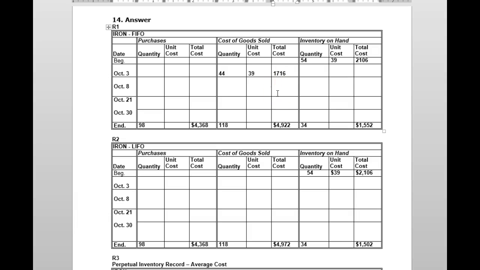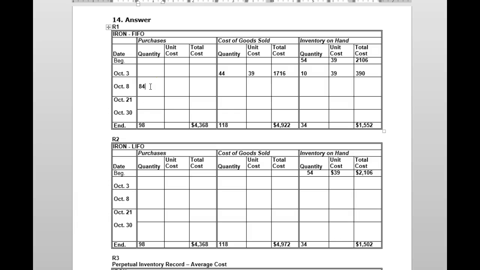Now what do you do from here? Well, this is first in, first out, so this is our first layer. Okay? So we subtract this. How many do I have left? I've got 10 left at 39, and that means right now my inventory stands at $390. Boom. This is my first layer of inventory. My cost of goods sold, if I had to report it right now, would be the 1,716.